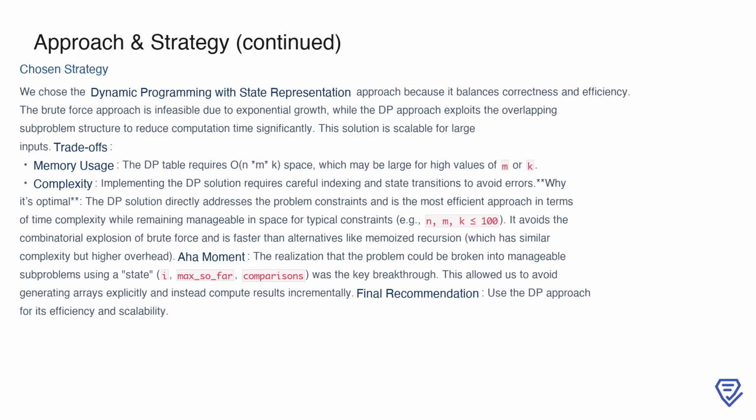It directly addresses the problem's requirements and scales efficiently for typical input sizes, such as n, m, k up to 100. It avoids the combinatorial explosion of brute force and is simpler to implement than alternatives like memoized recursion, which has similar complexity but higher overhead. The key breakthrough was recognizing that the problem could be broken into manageable subproblems by defining a state with parameters for the current length, maximum value so far, and the number of comparisons. This insight allowed us to avoid generating arrays explicitly and focus instead on incremental computations. For these reasons, the DP approach is our recommended strategy for solving this problem efficiently and effectively.